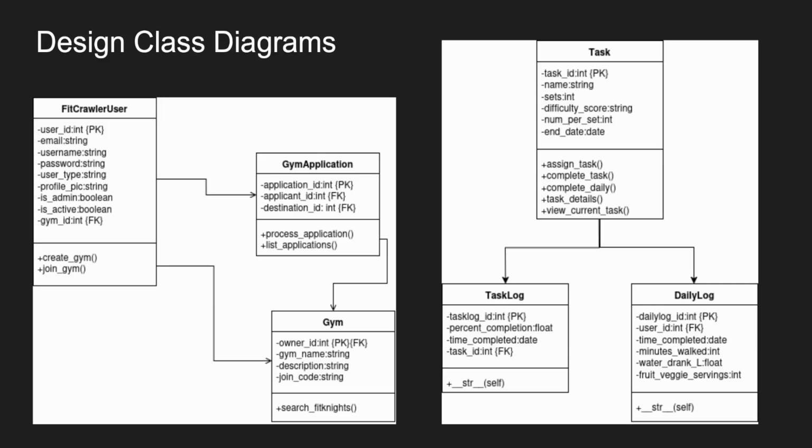And then the daily log is going to have its own ID. It's going to be connected to a user, so it has the user's ID. It has a time completed, so it specifies when the user completed that daily quest. And then it also includes all the details, so how many minutes walked, how much water drank, and how many servings of fruit and vegetables.